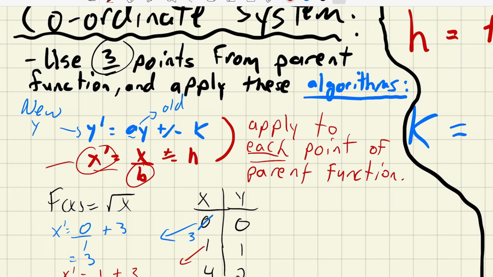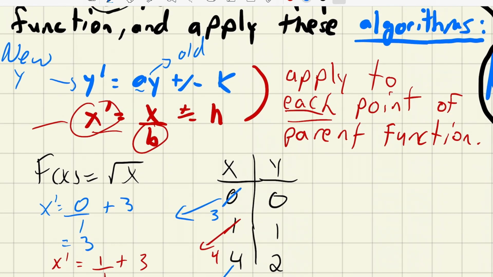Then that gives us a value of 4. So I'm going to scratch that out and put 4. And then of course I'm going to do the same thing with the 4 value here. We'll make this a little bigger so you can see. x prime is equal to 4 over 1 plus 3, because the x value is 4, and then x prime is going to be 7.